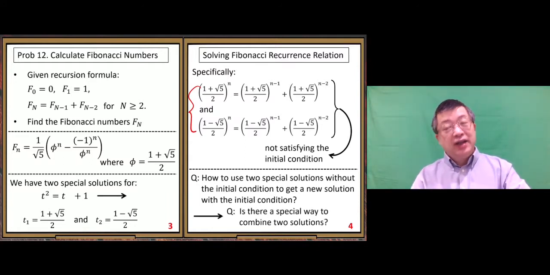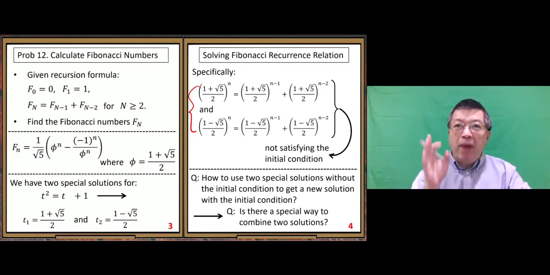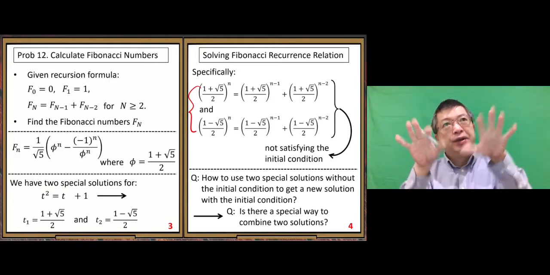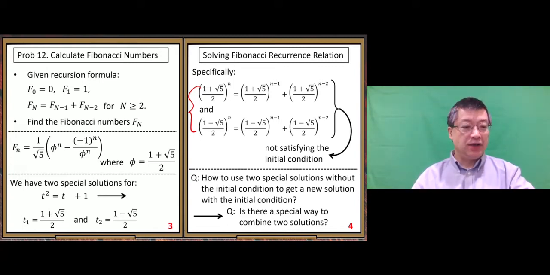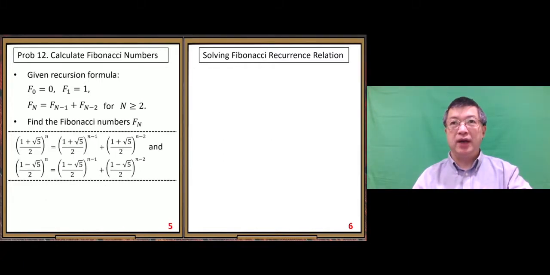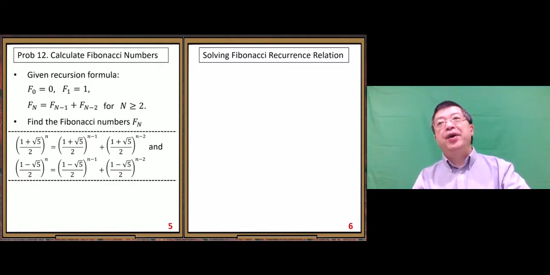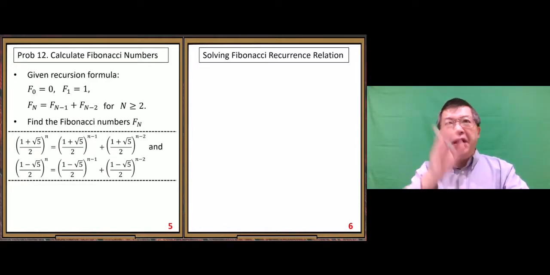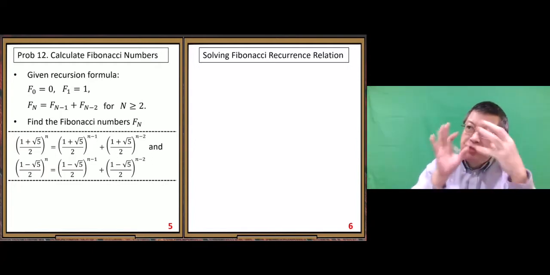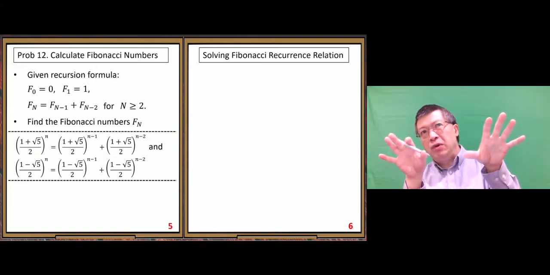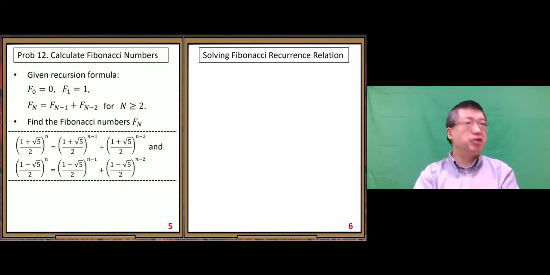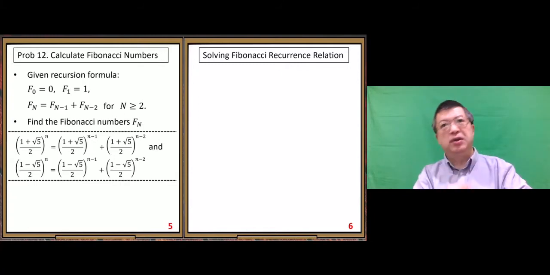Think about it: is there a special way to combine two solutions? We already have two solutions. Can we use a special way to combine them to give us a new solution? That's the idea. So let's do it next. To do that, we need to use a special concept in math. Here, your theoretical math background is important. When we need to combine two special solutions, there is one commonly used way in math. You need to know it. It is very simple and very useful. Let me introduce that concept first.